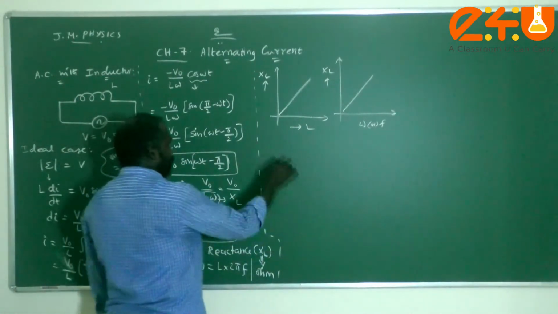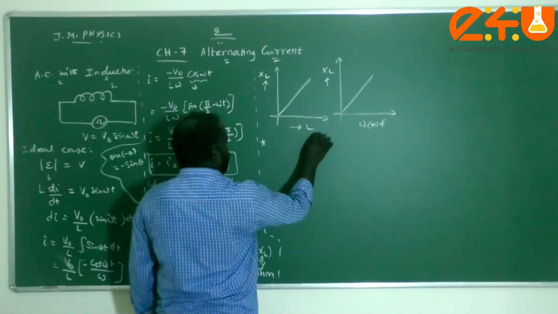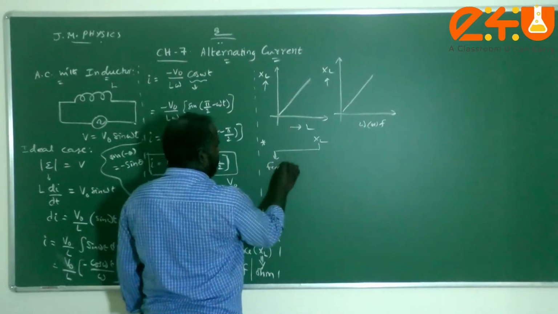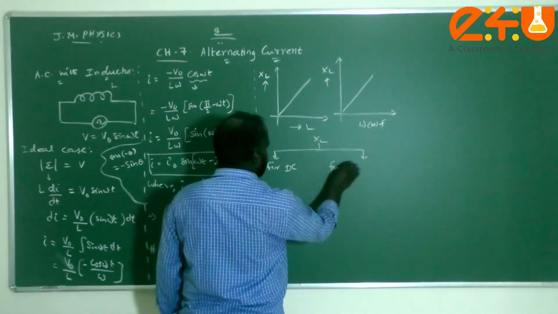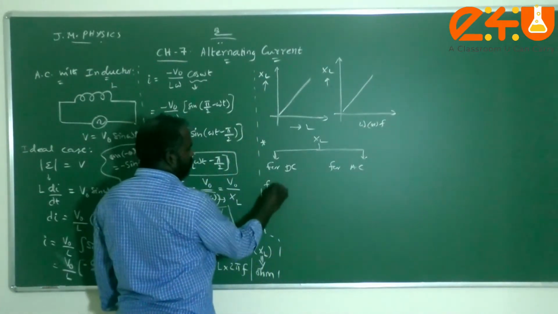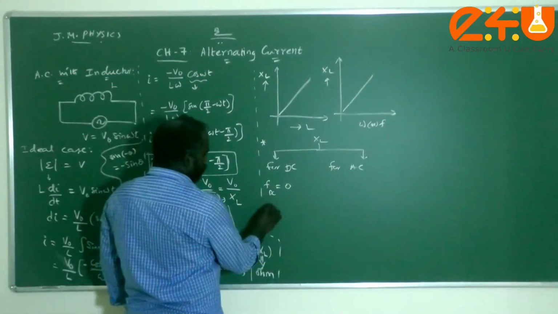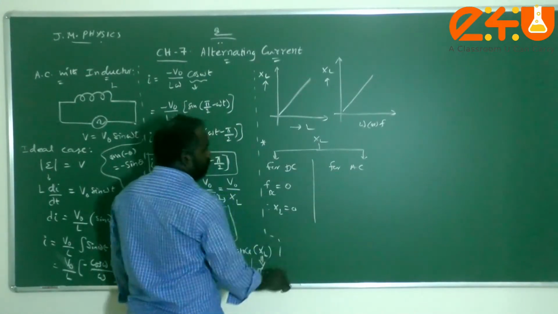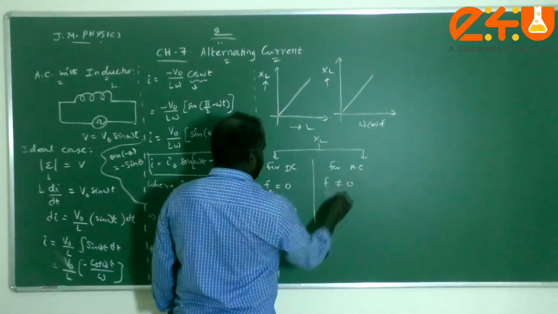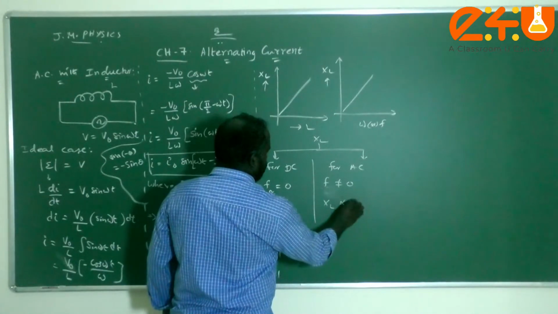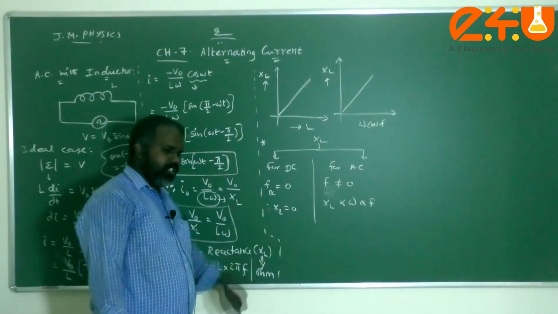Another point related to inductive reactance is the XL value for DC. When we discussed the difference between AC and DC, we said that the frequency of a DC source will be 0. Therefore, XL will be 0. Frequency will be 0, therefore XL equals 0. But in the case of AC, the frequency F is not equal to 0. Therefore, as we said, XL is proportional to omega or to frequency. So what is the meaning of XL equal to 0?